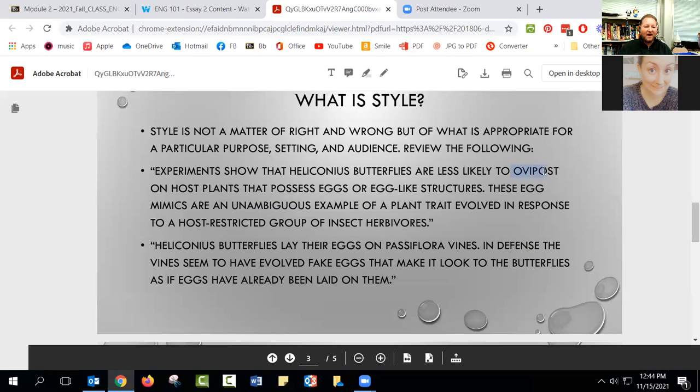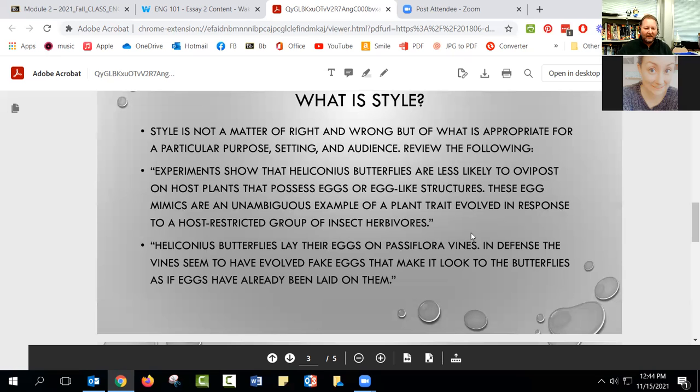So they probably know what ovipost means. They probably know what an egg-like structure would be. They know what an egg mimic is. They might understand what a host-restricted group of insect herbivores is. I don't. I'm not that kind of scientist, right? So the style has to change for the audience, for the purpose.